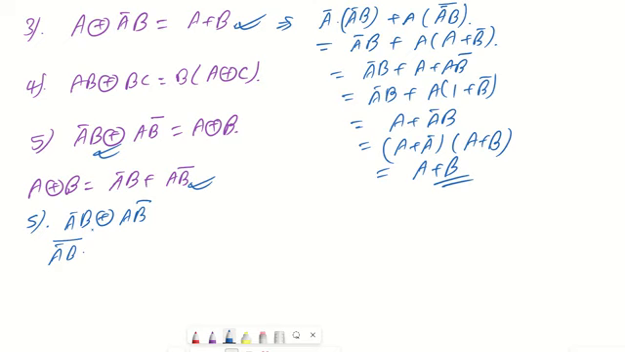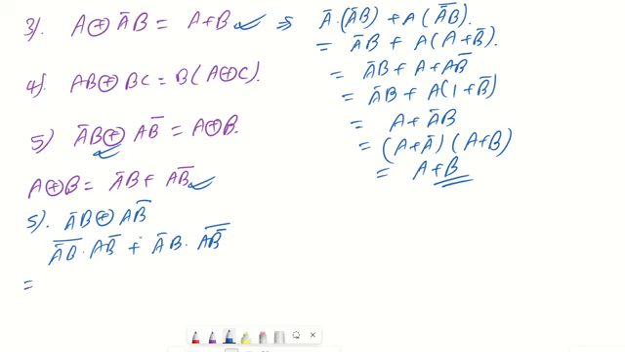So the whole term A bar B is considered as A, and A B bar will be considered as B. So I will write A bar B plus A B bar. So A into B bar, and B bar is A bar B whole bar. Understood?